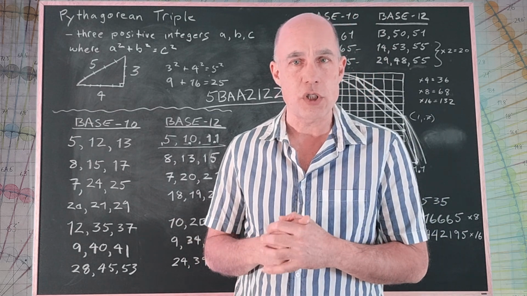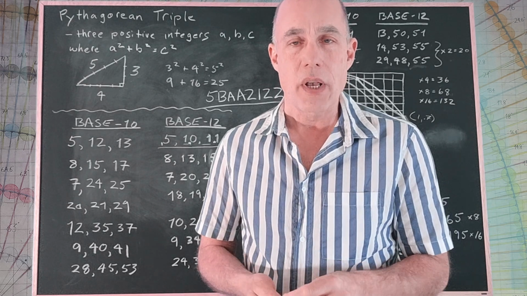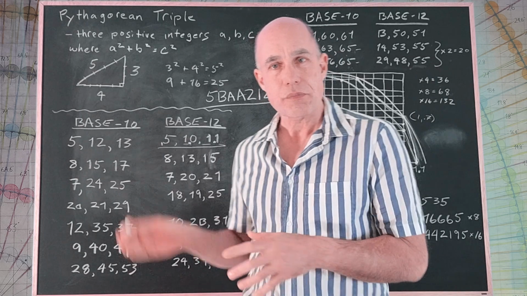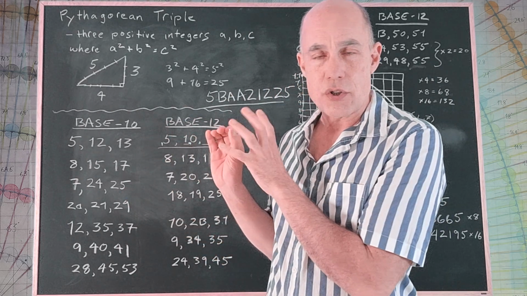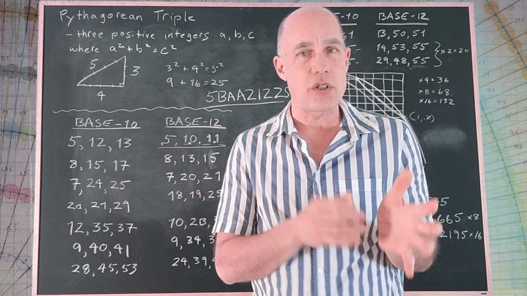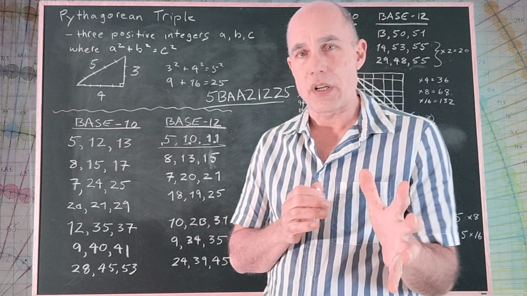And in this video, I'm going to share with you a few things that I've discovered since publishing the book. It's going to be about Pythagorean triplets, the geometry of the Pythagorean triplet and how it is connected to the geometry of the Base-12 dodecagon. It's something I noticed.